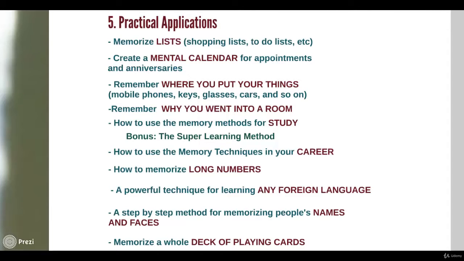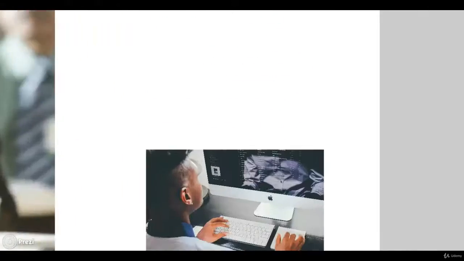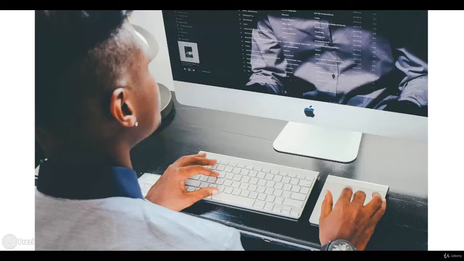Keep in mind that the memory methods and systems presented in this course are tested and used by memory experts, and they will also work for you. I'm sure you will find them very useful. To take full advantage of the course, try to follow it until the end. I guarantee that every lesson is full of content, and you will find plenty of practical applications that will help you understand the tools that mental athletes work with.